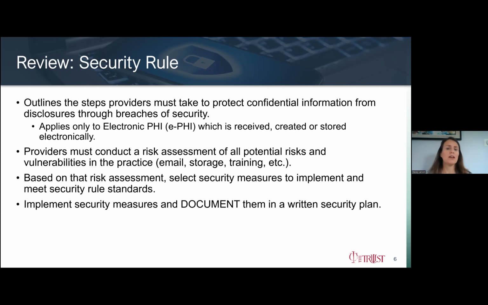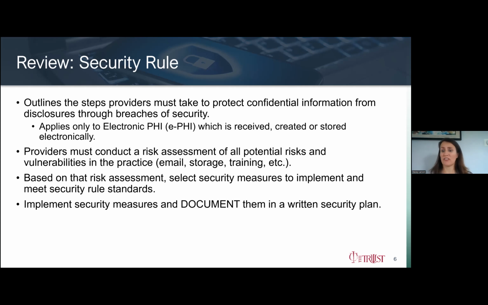And you're also going to want to consider the risks to the consumer's electronic protected health information in those different settings. So as part of the security rule, providers must conduct a risk assessment of all potential risks and vulnerabilities in the practice. This could be email, this could involve storage of your records, this could involve training of staff. That evaluation is going to tell you the likelihood and impact of potential risks.